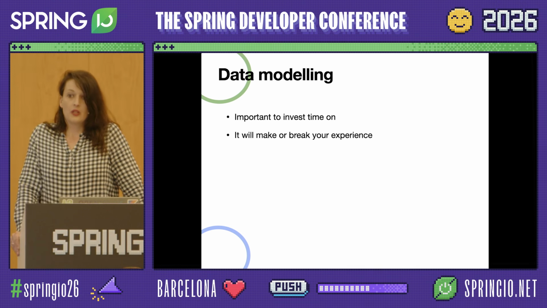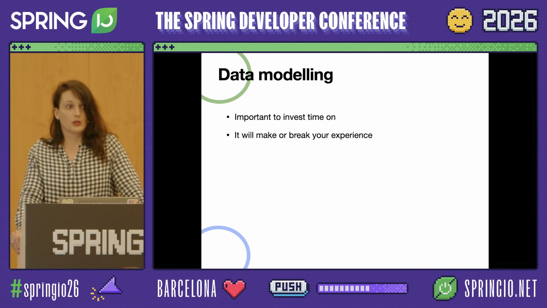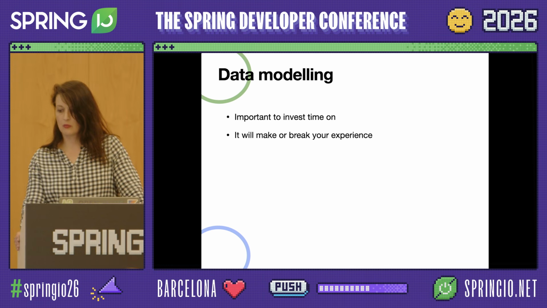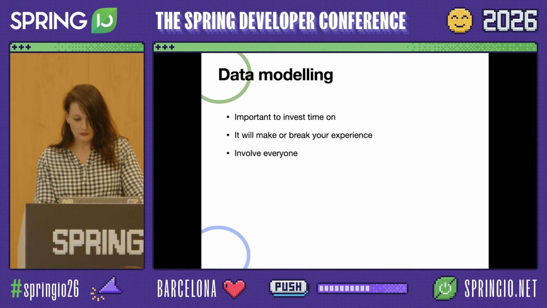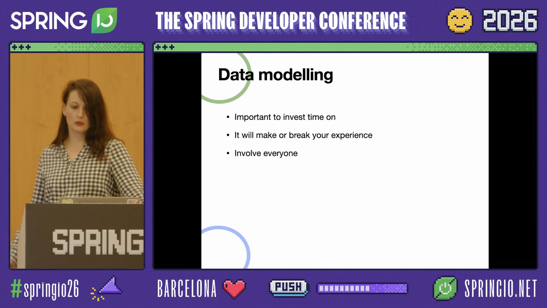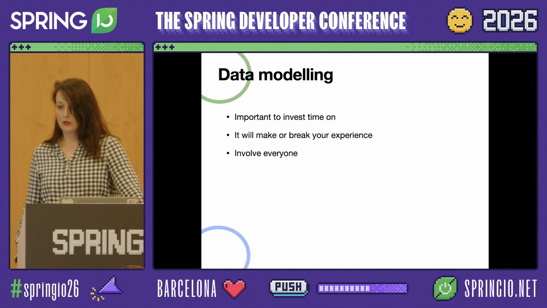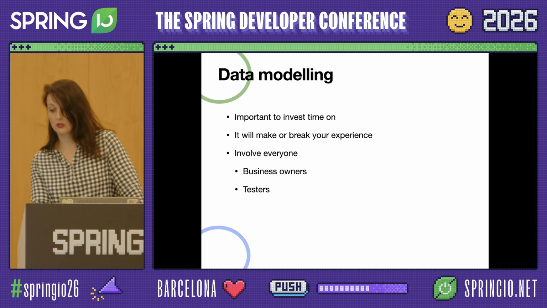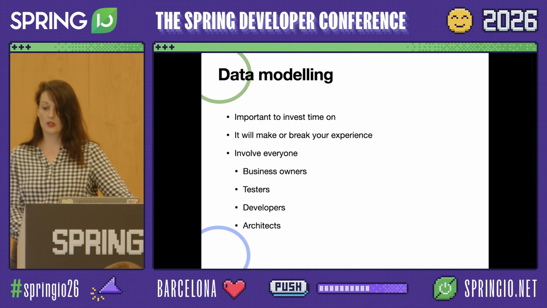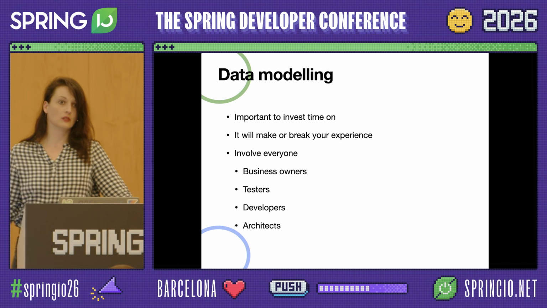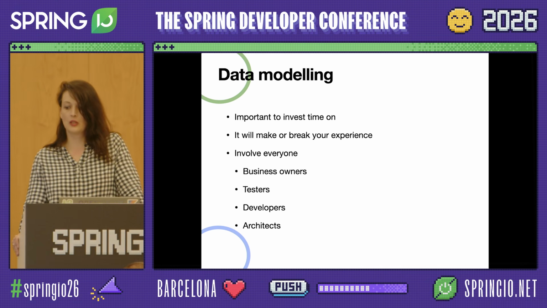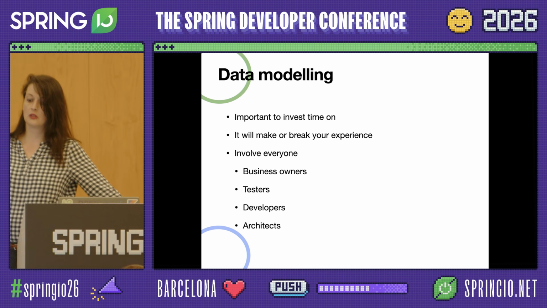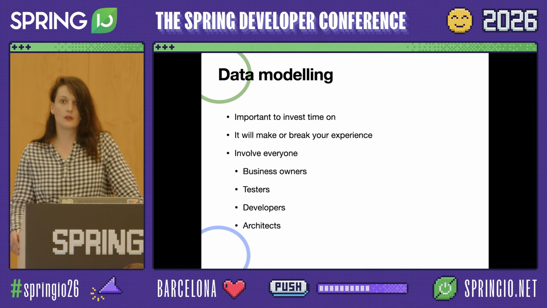It was actually making or breaking their experience. So it's really important to invest a significant amount of time before starting your experience, and by experience, I mean going to production. When you start your data modeling, it's important to involve everyone: business owners, testers, developers, architects, and whoever has knowledge or something to say about your domain, in the discussion about how you are going to model your data into a graph solution.